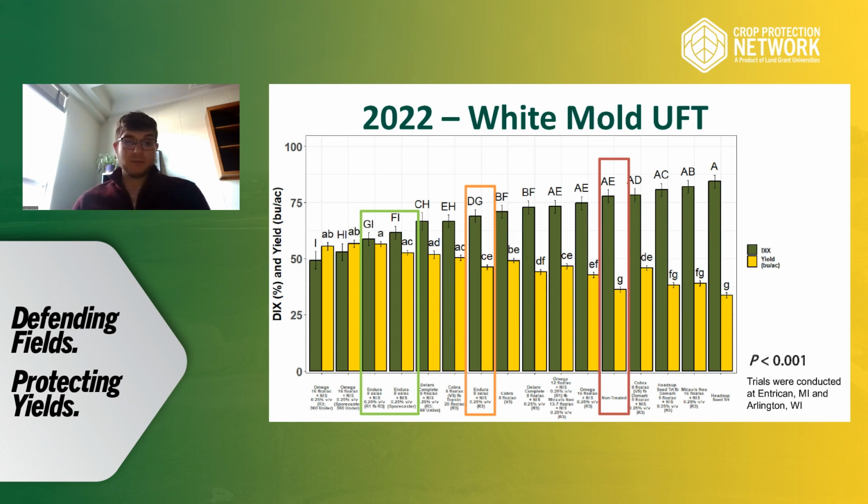Additionally, here's another box showing a single pass of Endura at only the R3 growth stage. Again, showing that there's a slight improvement when using Sporecaster comparatively to a 1-pass program at that R3 growth stage. Okay.